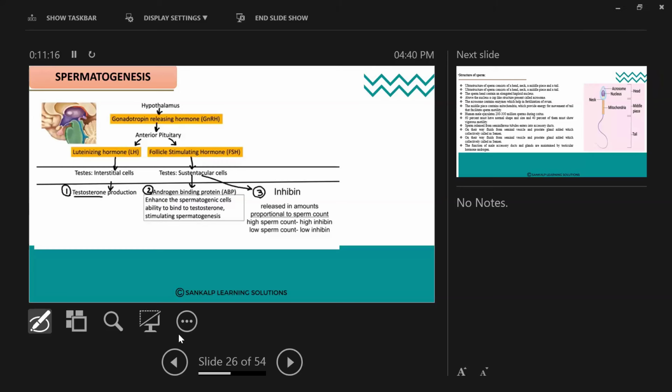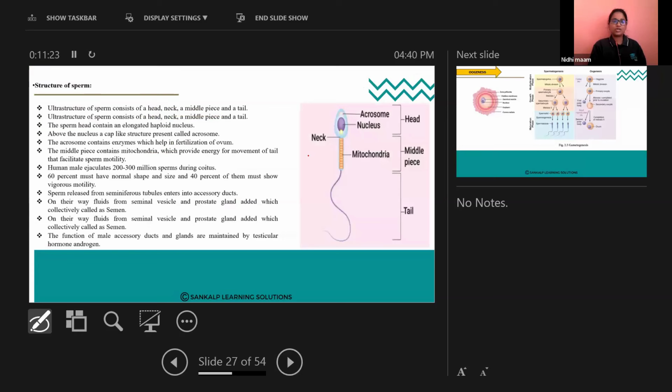Okay, now this is also a very important concept. Next, we will be studying the structure of a sperm. When you study the structure of a sperm, it has a head, neck, middle piece and tail. So this is the head and this is the neck region. This is the middle piece and this is the tail.